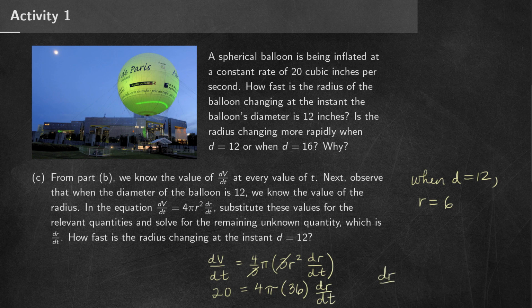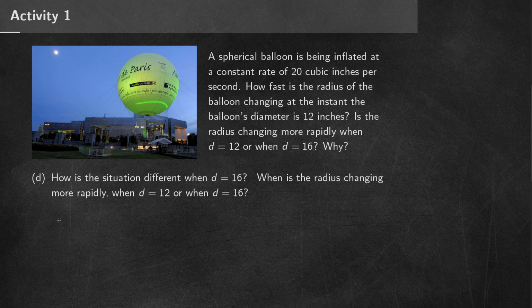dr dt equals 20 divided by 4 times 36 times pi. And I can simplify that. 20 divided by 4 is 5. So we get 5 over 36 pi. So we found in the last part that dr dt at the moment in time when the diameter was 12, that dr dt was equal to 5 over 36 times pi.